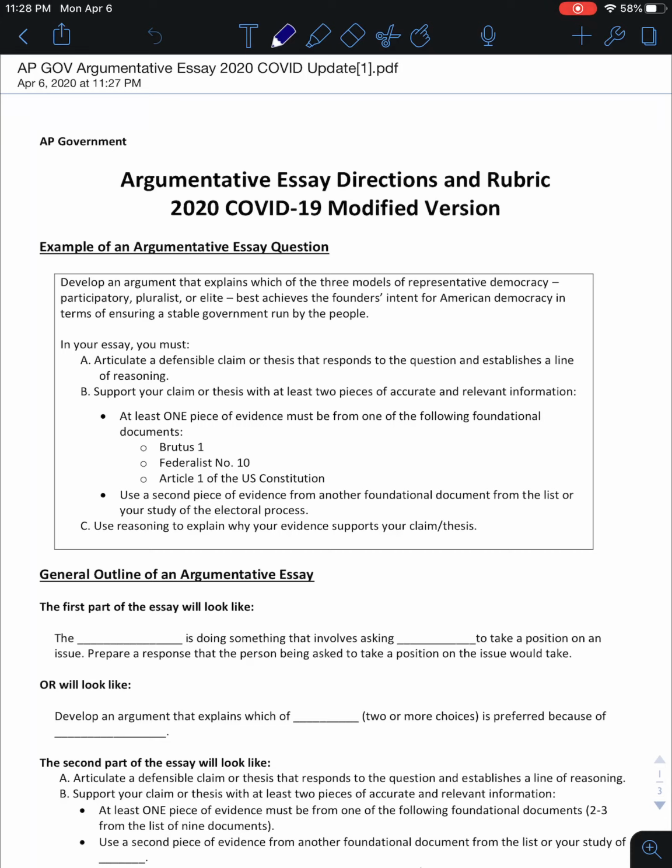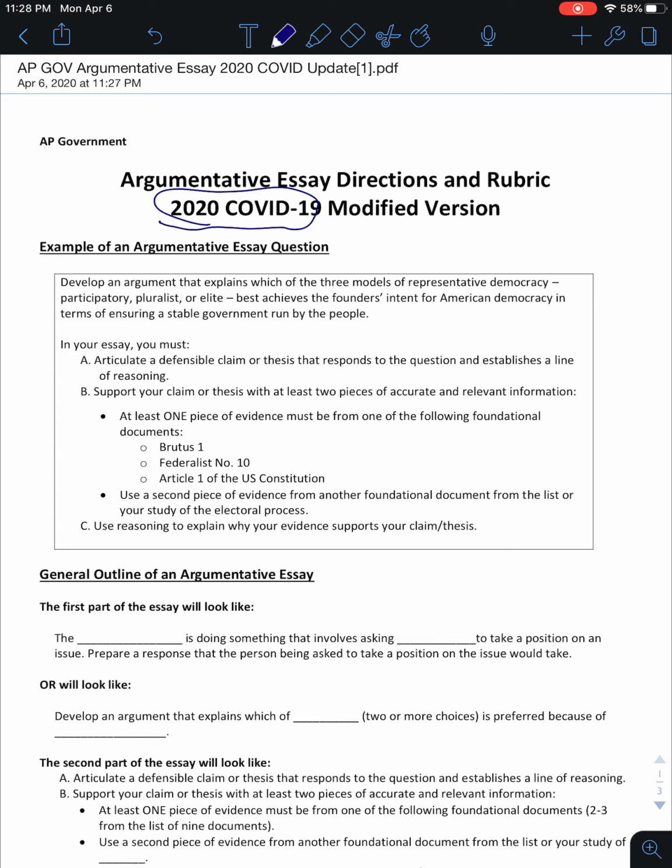Cool cats and kittens. This is your favorite AP government teacher walking you through the new rubric for the AP test. Notice that this says the 2020 COVID rubric, because this is actually a change from the rubric that we've taught even last semester, because they have added points in spots and actually took one of the points away.